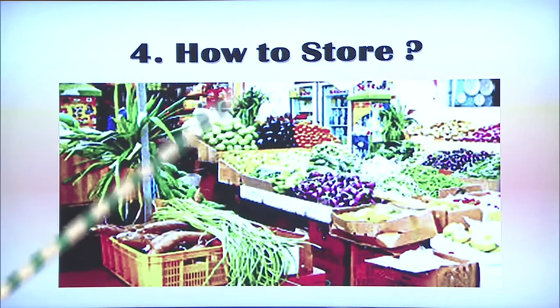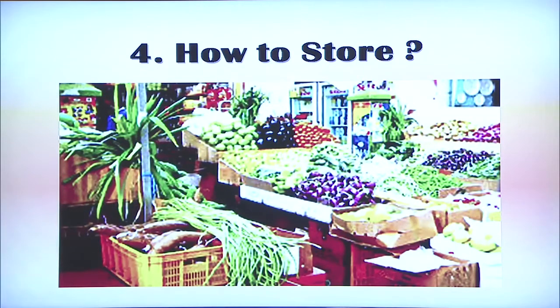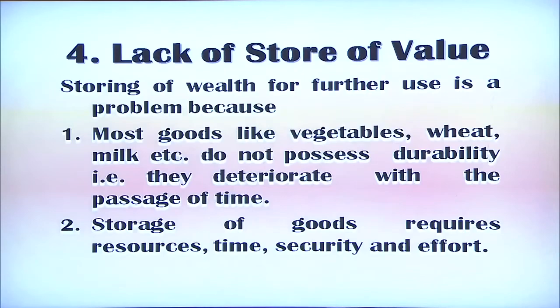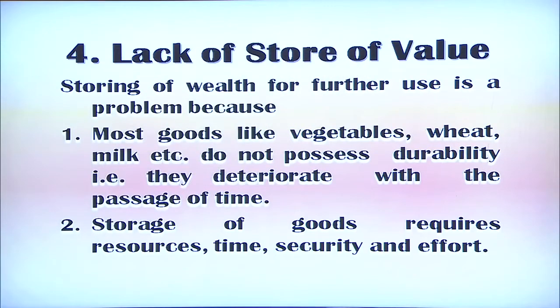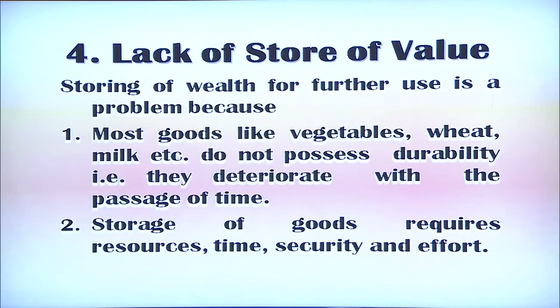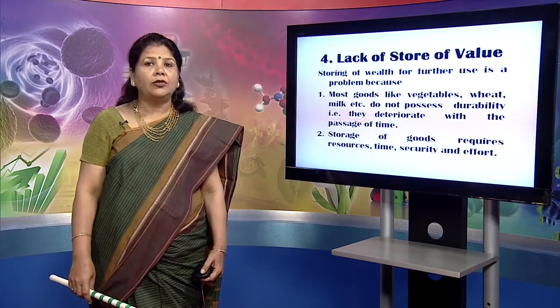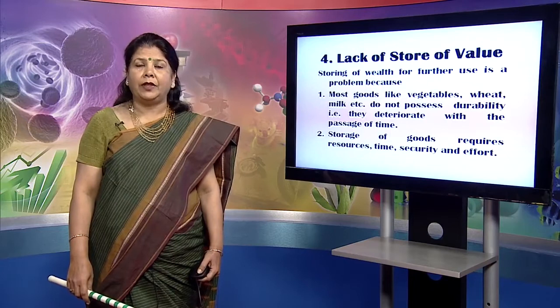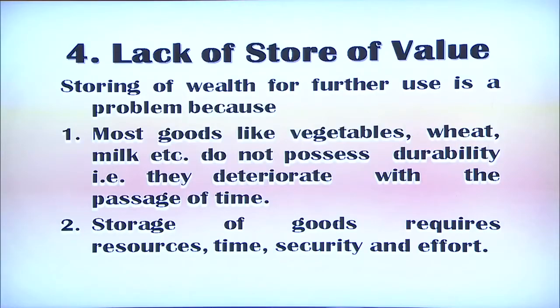Let us come to the fourth problem that the barter system had, and that was to do with the storage of goods. There was lack of store of value in the barter system. Storing of wealth for further use is a problem, because most goods like vegetables, wheat, milk, etc. do not possess durability. That is, they deteriorate with the passage of time.